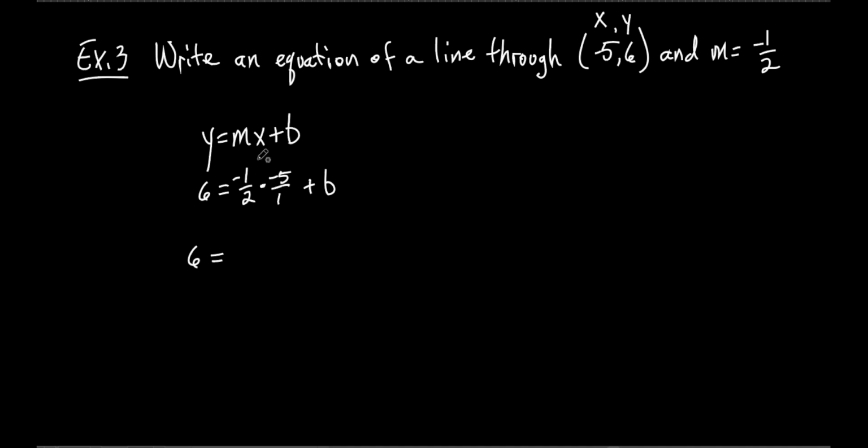Let's simplify this thing right here. Multiply that together. What do I get? 5 over 2. It's positive 5 over 2, right? Why is it positive? Because negative times negative, right? All right, multiply the top. 1 times 5 is 5. 2 times 1 is 2, so it's 5 over 2. One more step, and we got b by itself.